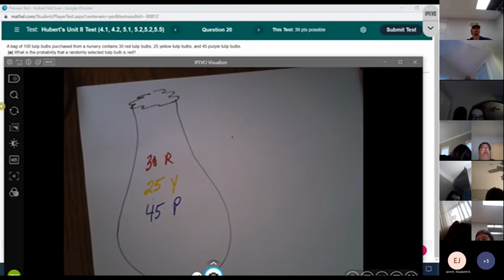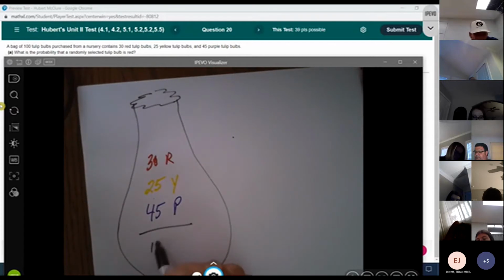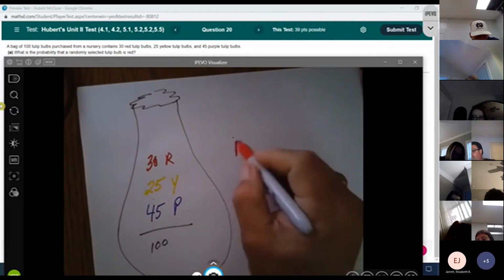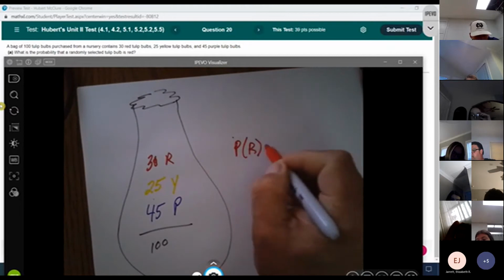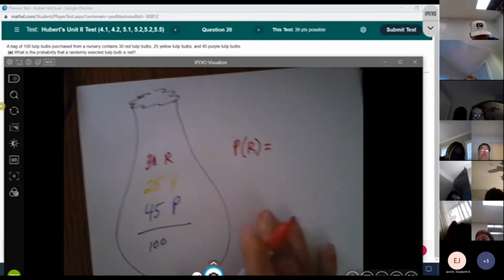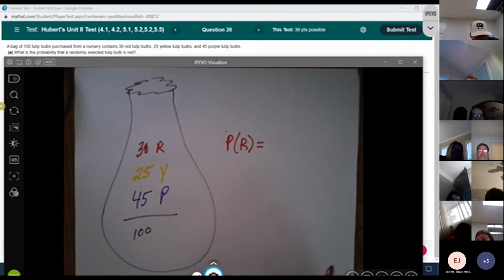What is the probability that a randomly selected tulip is red? Well, how many we got? What's the total? Well, 30 and 45 is 75. And 75 and 25 is 100. So the probability of a red tulip is going to be what? What's the probability of a red tulip going to be?